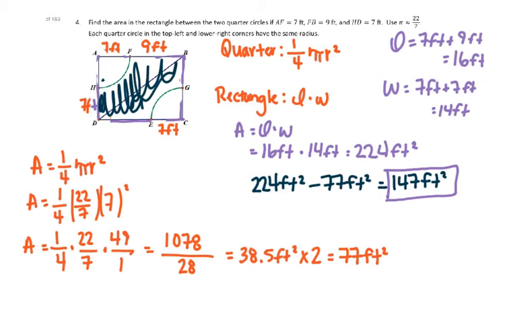All right, so what we just did was we subtracted the area of those quarter circles from the area of the entire rectangle, and we concluded that the area between those quarter circles is 147 feet squared. Okay, so that is the end of that. So I'm going to stop this.